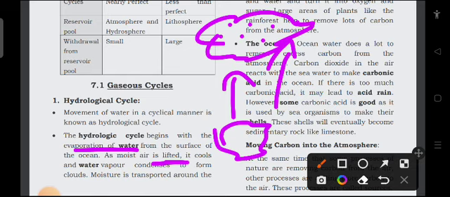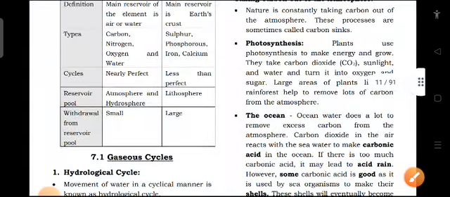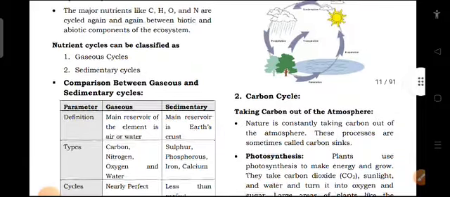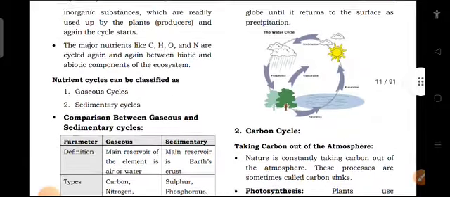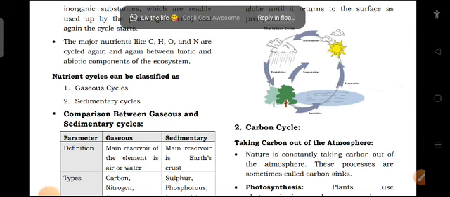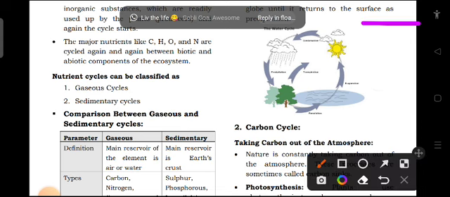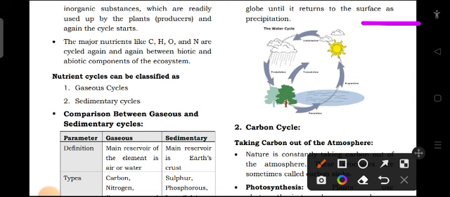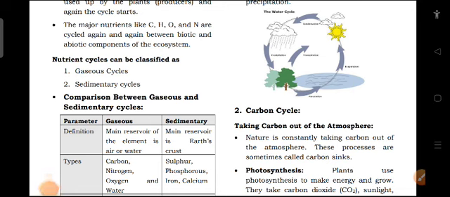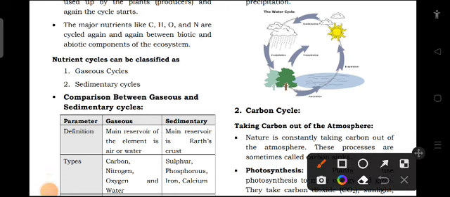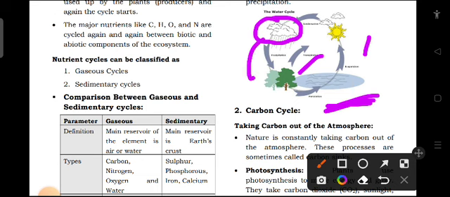Moisture is transported around the globe until it returns to the surface as precipitation. So here this is the water cycle. We have water, land. It will evaporate. Then from plants we have transpiration. Then the water vapor condenses and forms clouds. It will lead to precipitation and the cycle continues.